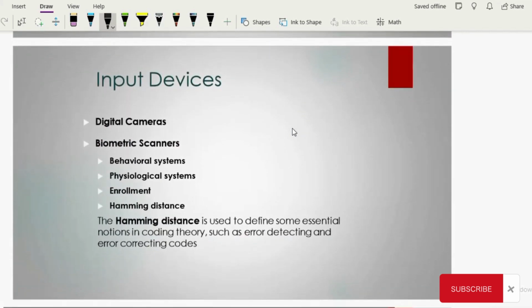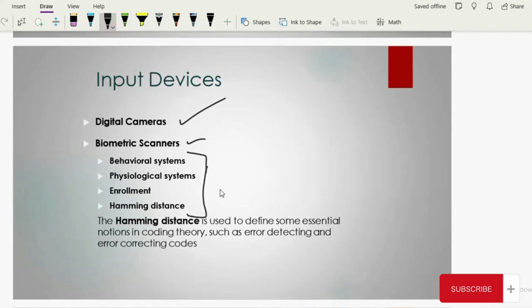Some more input devices are digital cameras. They capture images and provide them to be processed further. Then the biometric scanner. Biometric scanner is another source of input device which helps us in doing these four sub stuff.